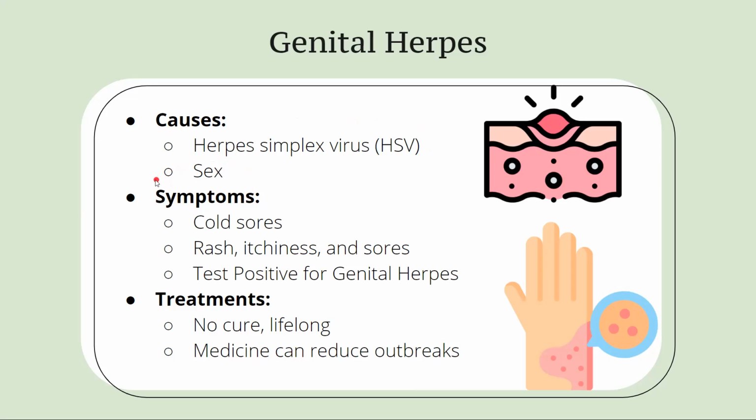And if you have oral sex with somebody that has genital herpes, you'll likely develop cold sores around your mouth. But if you have other types of sex, then you will end up with these symptoms in your genital areas. And it's very uncomfortable. It's not great to be itchy and have rashes down there, right? And this is another disease that we can test through blood. So you can test positive for genital herpes.